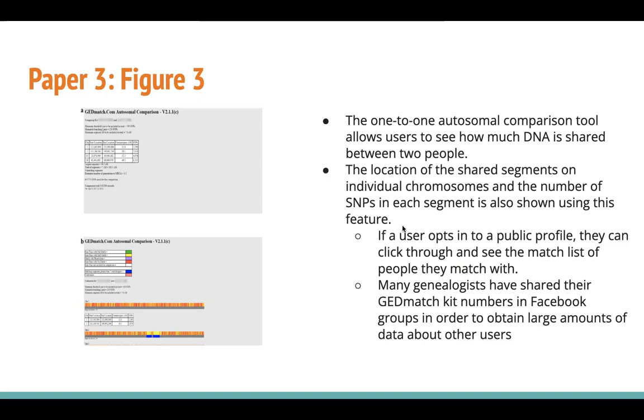If a user opts into a public profile, they can click through and see the match list of the people that they match with, as well as if their profile is public. And many genealogists have shared their GEDmatch kit numbers in Facebook groups in order to obtain large amounts of data about other users.